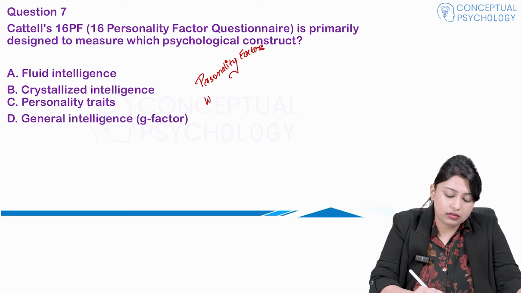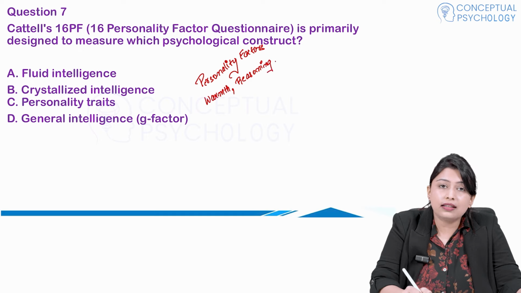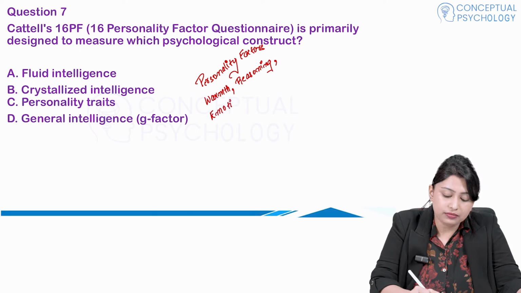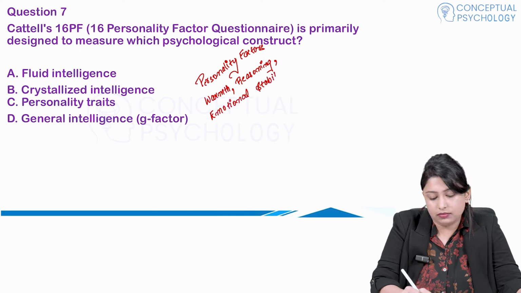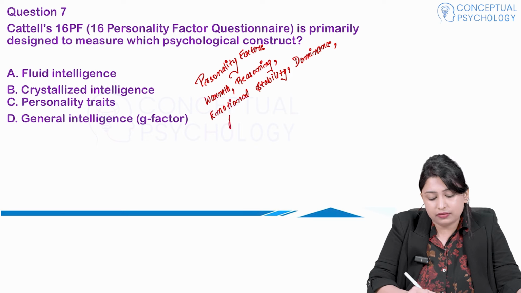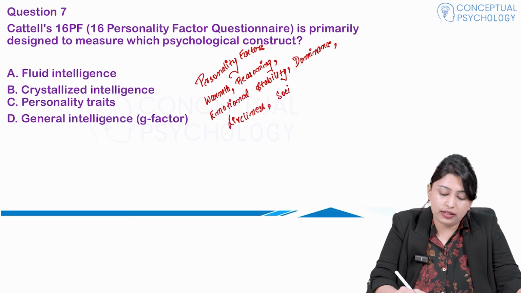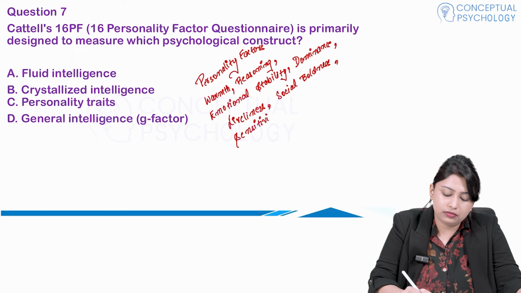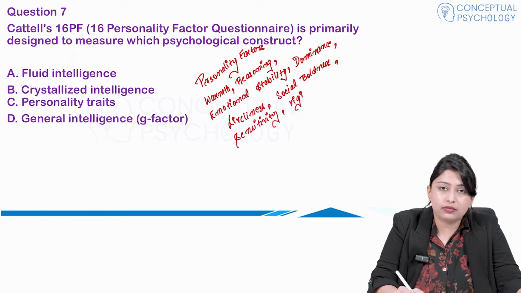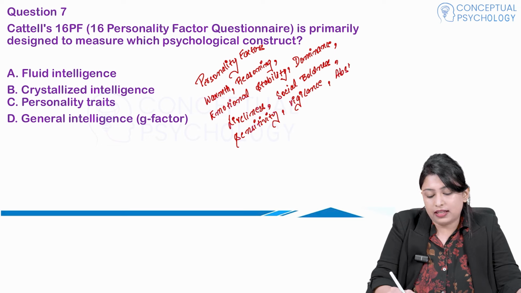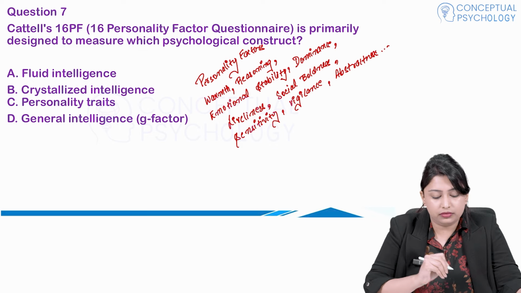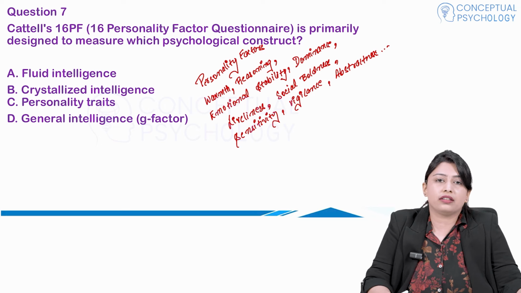Some of them could be warmth, then reasoning. What else? Emotional stability, post which we look at dominance, then liveliness, right? We also look at social boldness, sensitivity, vigilance, abstractness, and so on. So we look at 16 personality factors, right?